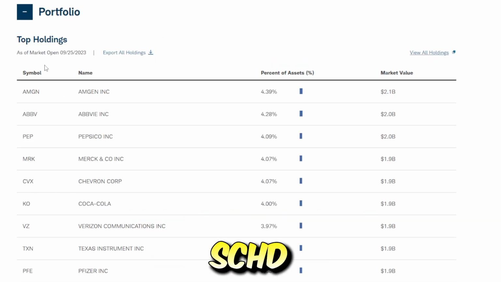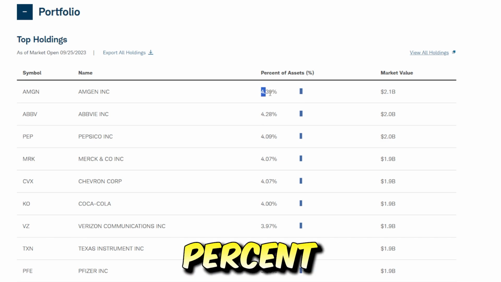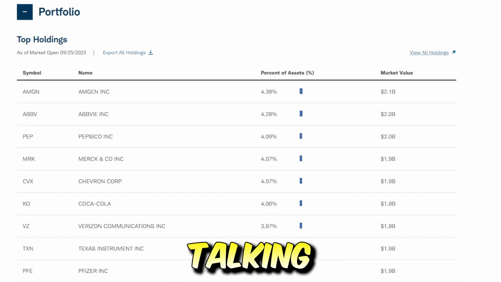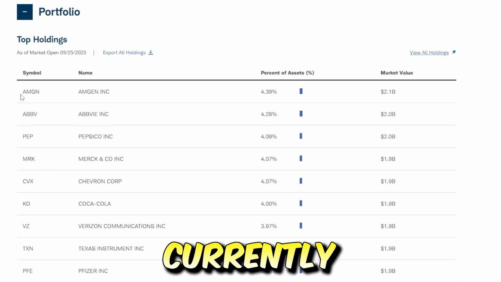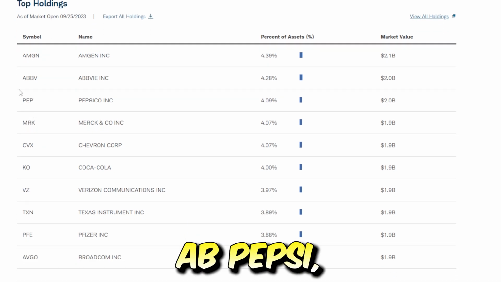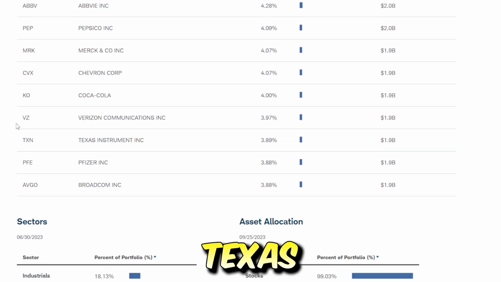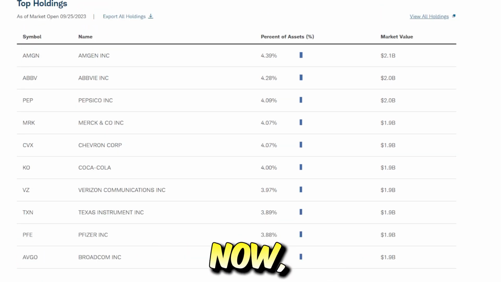But now heading over to the SCHD website, let's look through some of the top holdings as far as percent of asset total and get an idea of what kind of stocks, what kind of companies we're talking about. So number one, the biggest holding as of right now is currently Amgen Inc. Number two is AbbVie, Pepsi, Merck, Chevron, Coca-Cola, Verizon, Texas Instruments, Pfizer, and Broadcom. Now these 10 different stocks make up a large amount of the entire holdings.